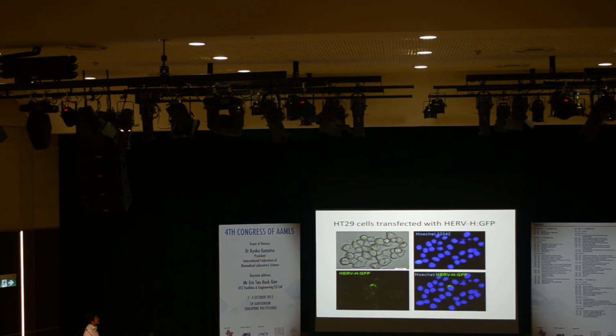Moving on, with better pictures over here, you can see the HT29 cells, this is the nucleus staining again, and this is the Herv-H tagged with GFP. And you can see that Herv-H is actually localized in the cytoplasm. With a merged image, it shows even more clearly. So what we have shown here is that Herv-H does localize in the cytoplasm in stably expressing cell lines.